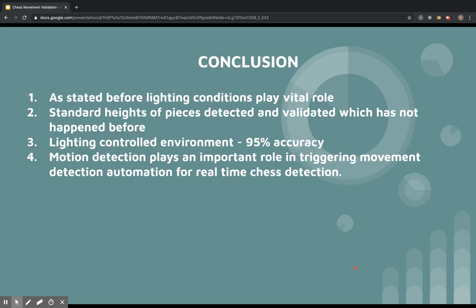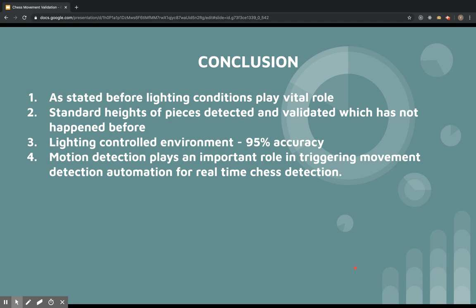And in conclusion, as I stated before, light conditions play the most vital role in detection of each of the pieces, detection of each of the squares, etc. The standard heights of the pieces are detected and validated, which has not happened before. So this is probably the most important part of this paper, that all the pieces were detected in an accurate manner and making sure that they were placed in the right locations without any errors before the game starts, so that there can be no interruption during the game.